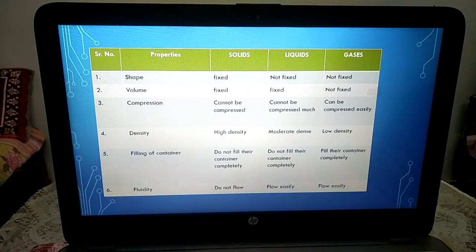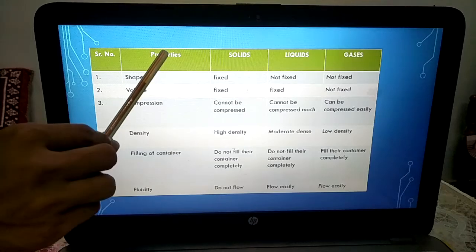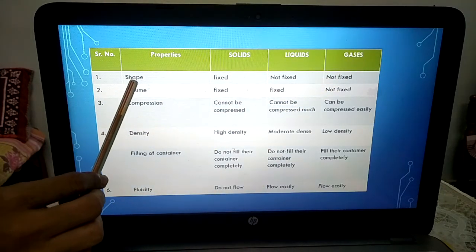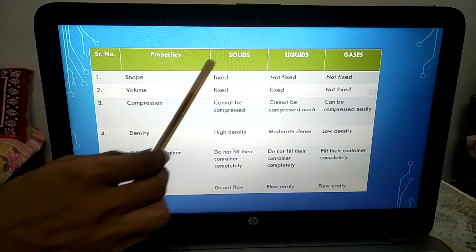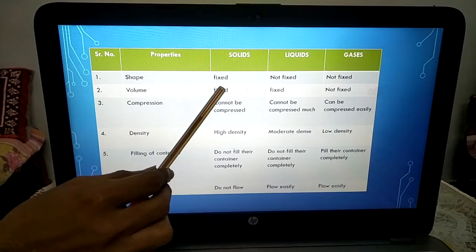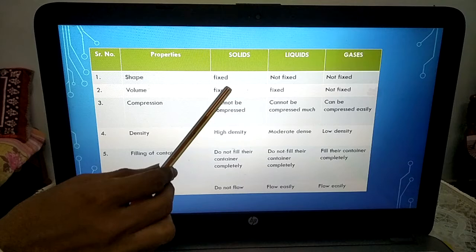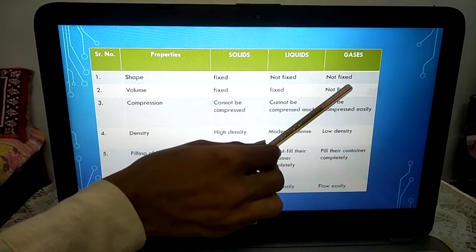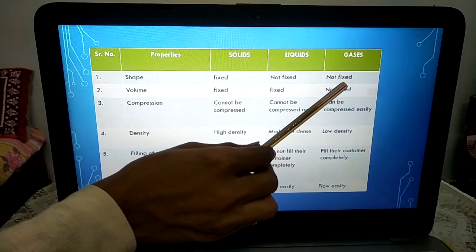Now while comparing the properties of solid, liquid, and gases, we can see the shape. The first property is shape. The shape of solids is fixed, the shape of liquids is not fixed, and the shape of gases is not fixed.